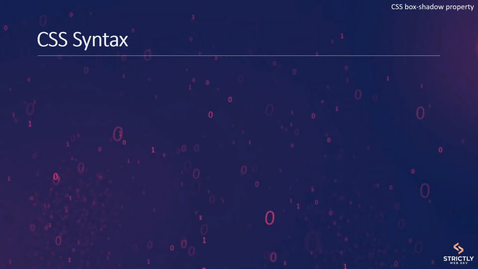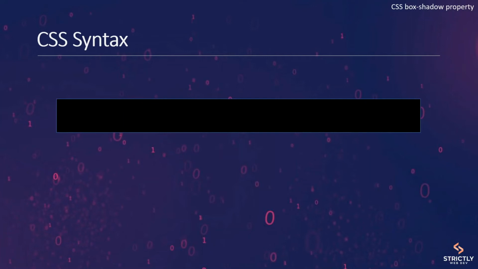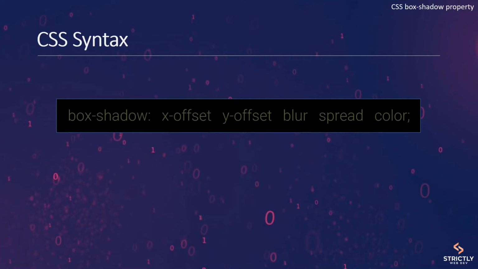So the syntax for this property is the following. We have the name of the property, box-shadow, and then we have 5 different values we can add here. The first one is the x offset, which is the horizontal offset of the shadow. Then we have our y offset, which is the vertical offset. Then we have a blur, which is kind of like a glow that a shadow projects.